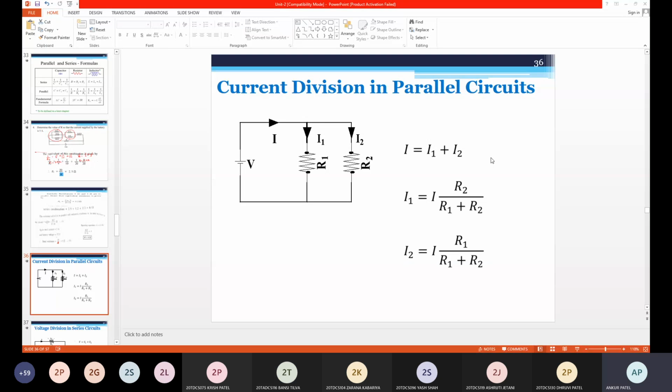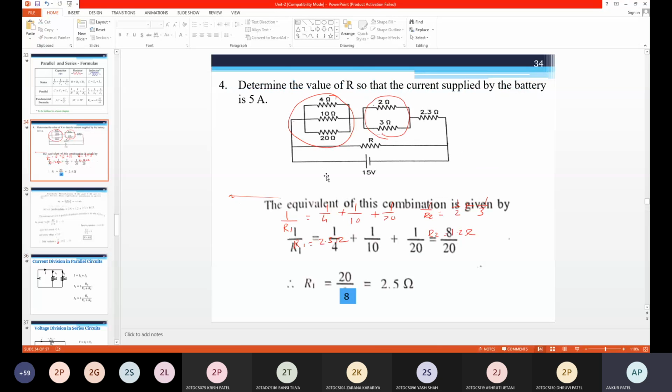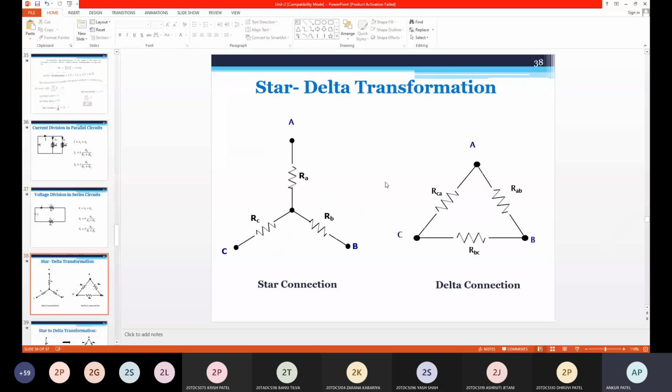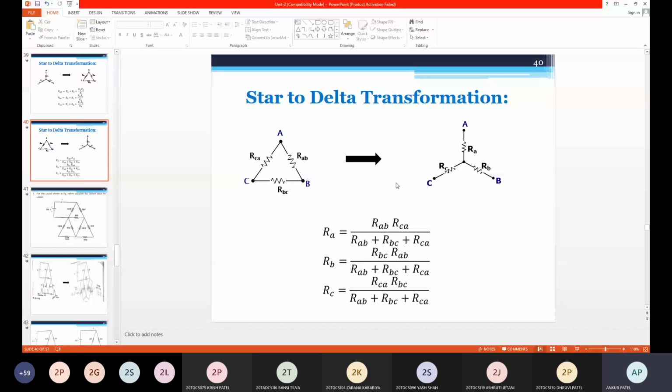Here the conversion is given, I have shown you. Step by step you have to show like this. I will show an example that is given like this.